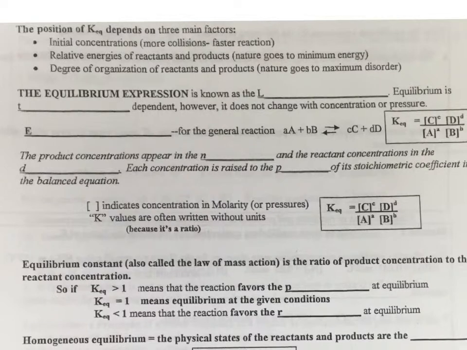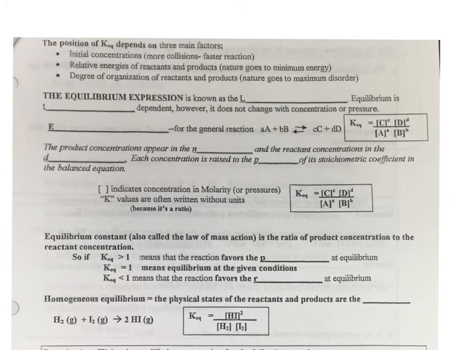Products are being built a little bit more than the reactants are, but that could still be at equilibrium. And then the reverse could be true, or they could just truly be totally equal. All right. And so you're going to be hearing me say favors this side or favors that side, or proceeds to the left, proceeds to the right, things like that, and just roll with it for now, okay? But anyway, your K depends on initial concentrations, energies, and your organization of reactants and products.